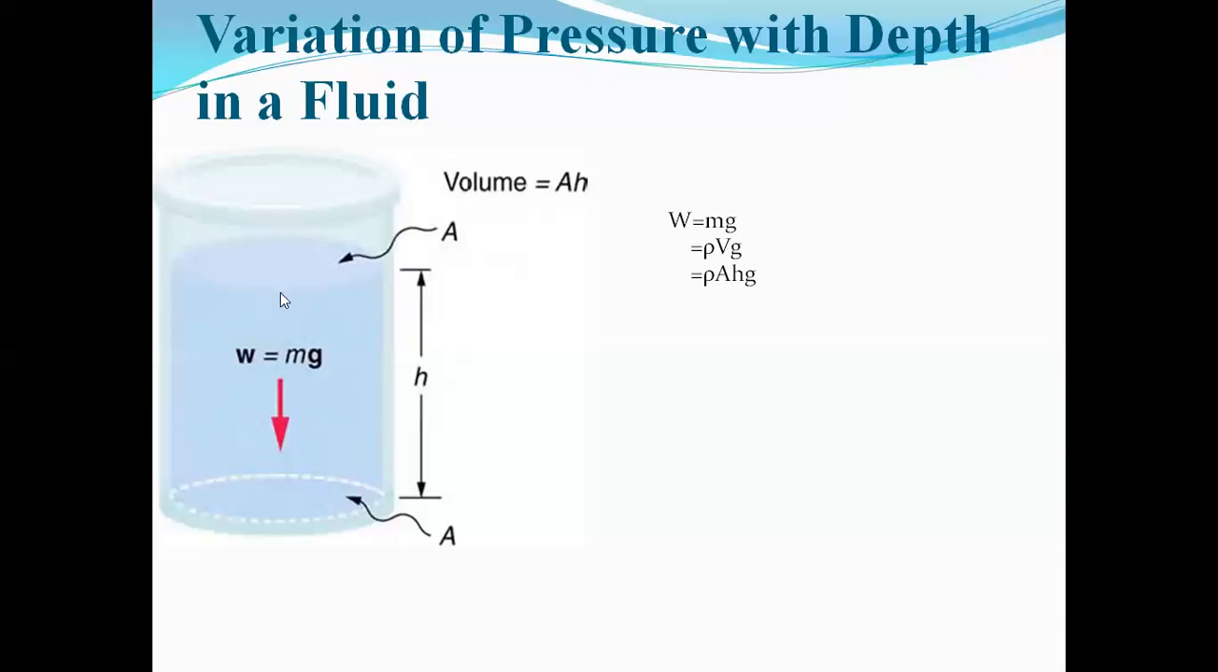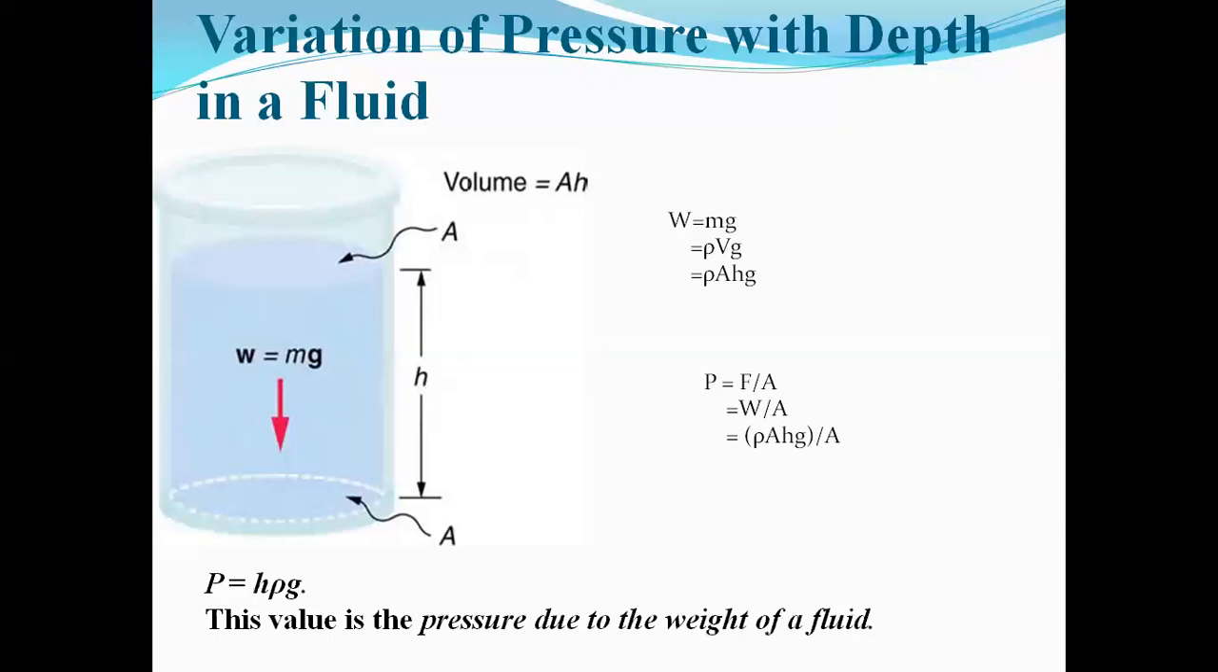but it is very difficult to calculate the mass of the water. So now we convert this into the density. Density rho is equal to m by v, then m is equal to rho into v, we put here g, and v is A h, so W is equal to rho A h into g. Now we put the values in the main equation of pressure. P is equal to F by A, W by A, that is rho A h g by A. Then we got finally an equation, P is equal to h rho g. So this is the pressure with the depth in a fluid.